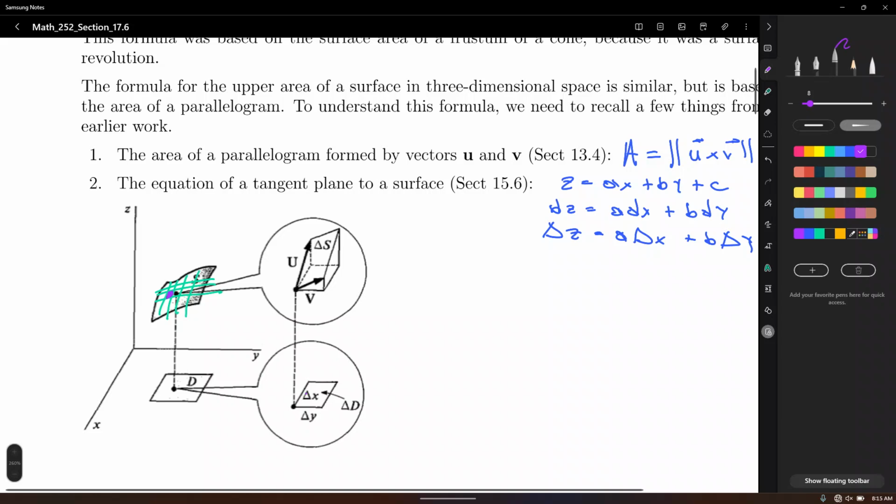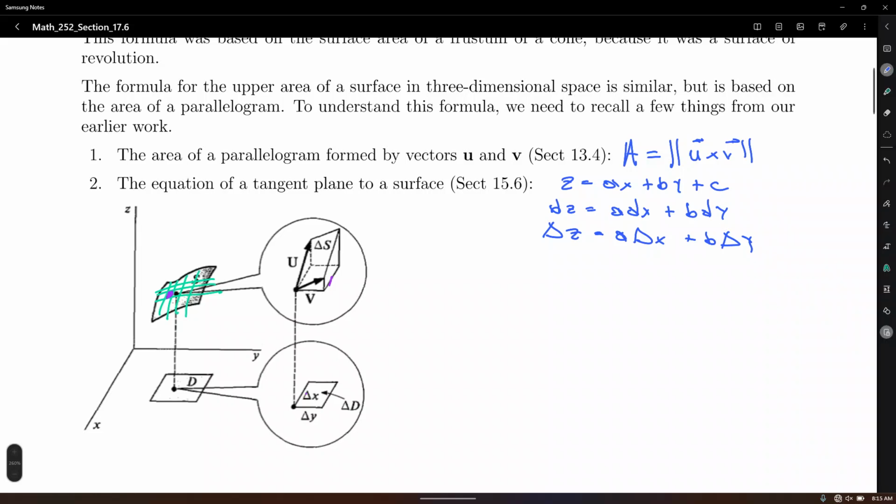Also notice these vectors, how they go up. So there's also some delta z involved for both of them. All right, so let's define this vector. Let me write down vector u, which is delta x in the direction of i, plus delta y in the direction of j, plus some delta z in the direction of k.